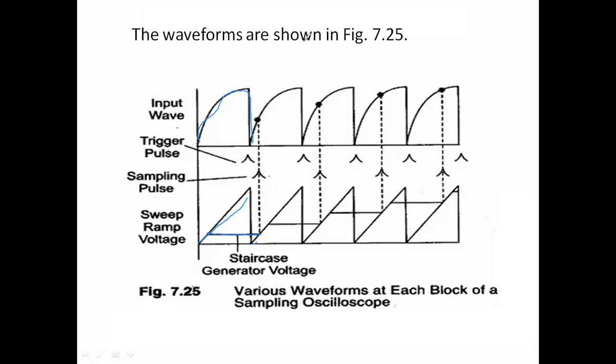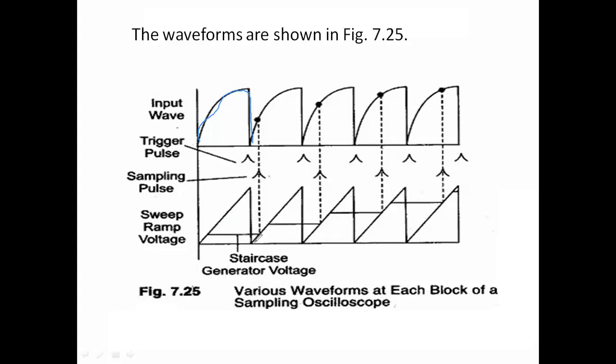Here you can observe that this is the staircase generator voltage. Assume that this is the first step of the staircase generated voltage. This is the ramp signal we are producing. The ramp signal is produced in this manner. It means the ramp signal is increasing.